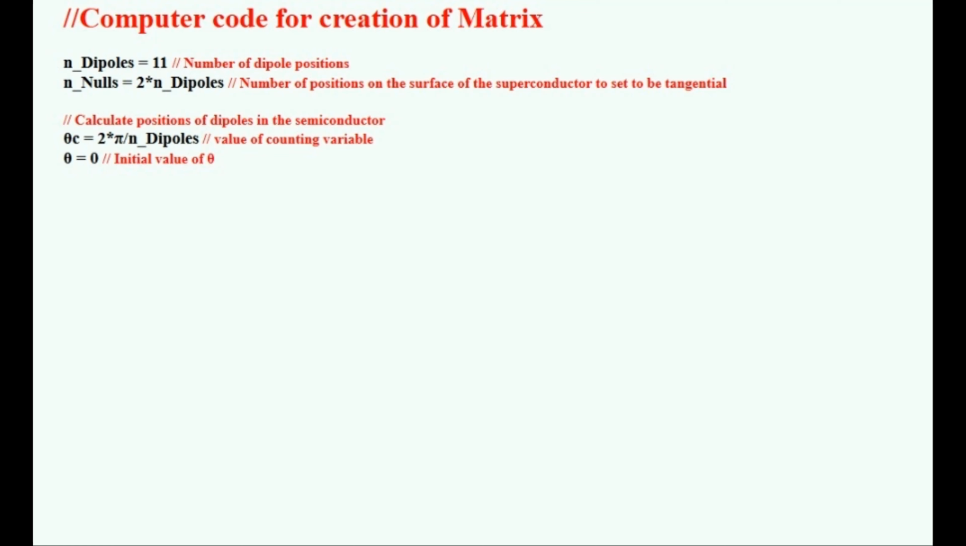I'd just like to go through the code that I used to create the matrix used to find the values of the dipole moments in the superconducting material. We firstly have to have the number of dipole positions that would contain two dipole values each, because they are two-dimensional vectors. The number of positions where the magnetic field is measured on the surface is double this value, and is called the number of nulls.